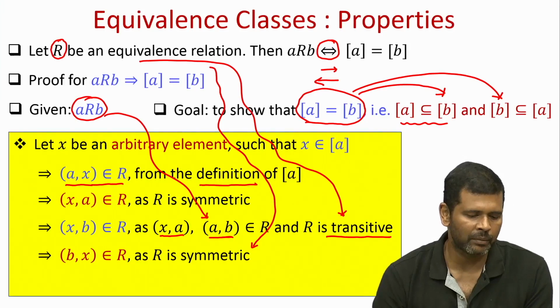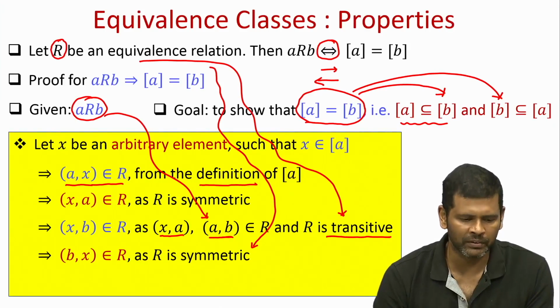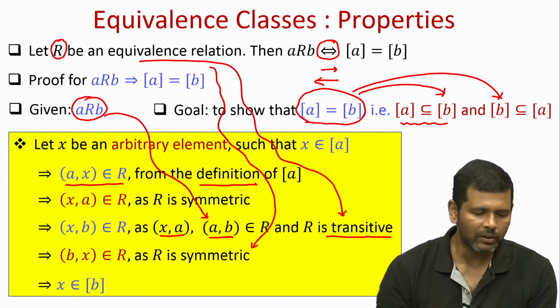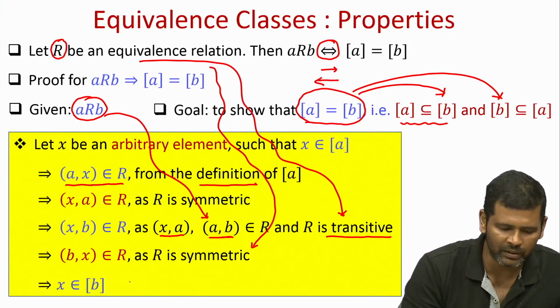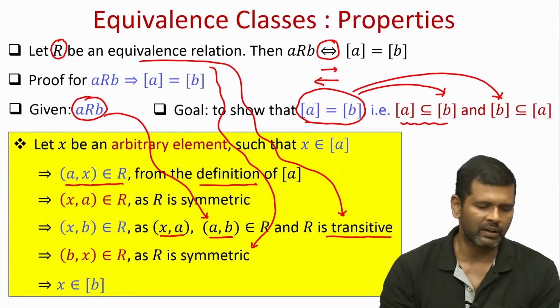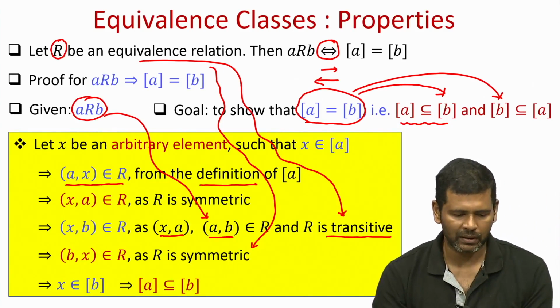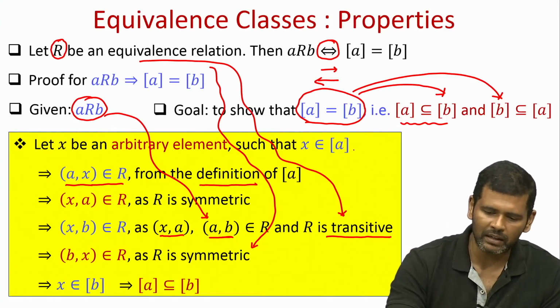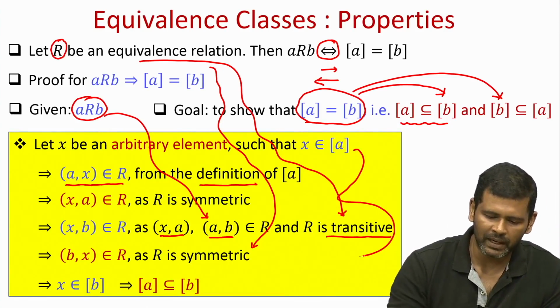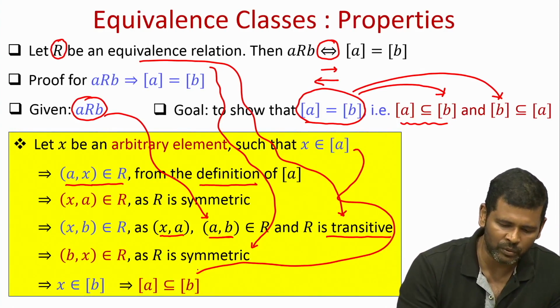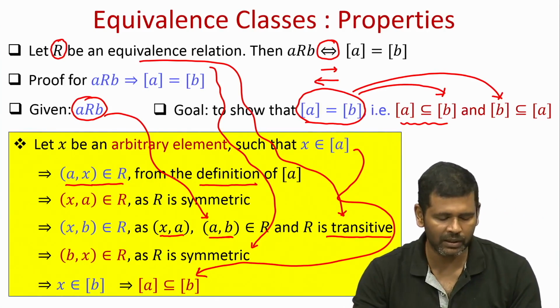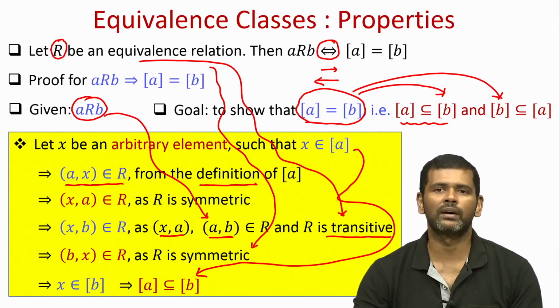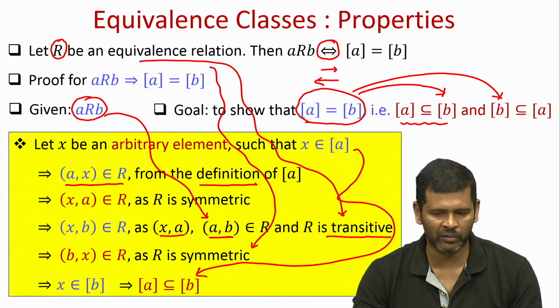So, I get that (B, x) is also present in my relation R, and if (B, x) is present in R, then as per the definition of an equivalence class, the element x is present in the equivalence class of B. That means, starting with the premise that x is present in the equivalence class of A, I have shown that x is present in the equivalence class of B as well, which proves that the equivalence class of A is a subset of the equivalence class of B.